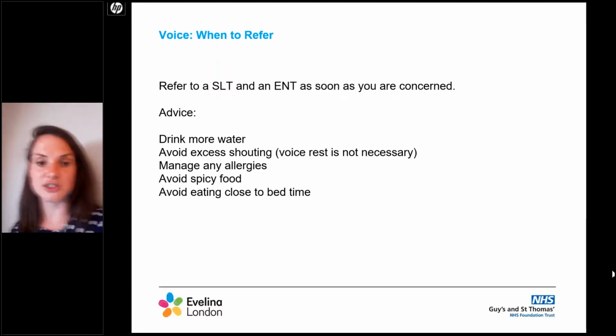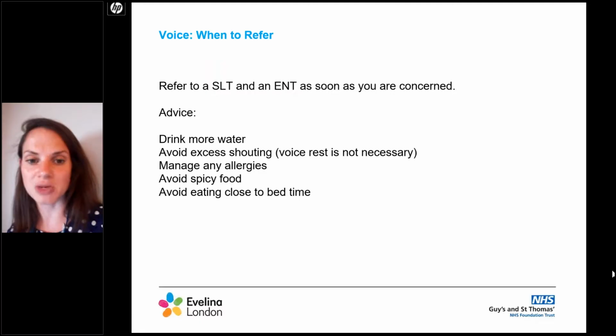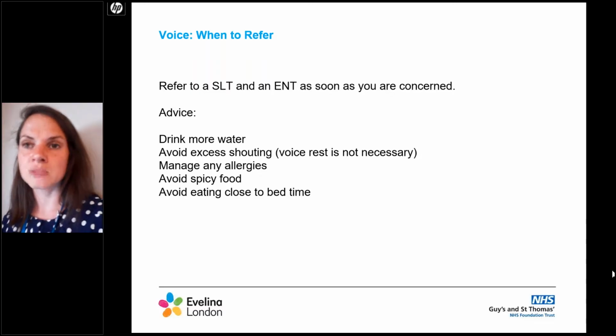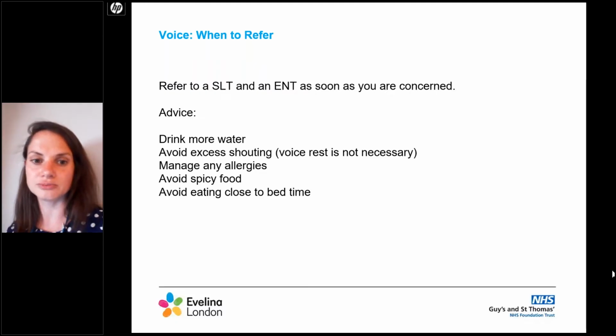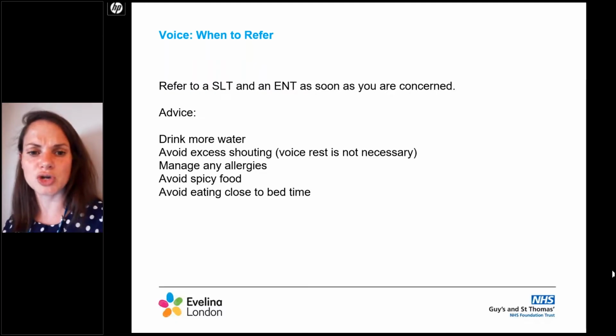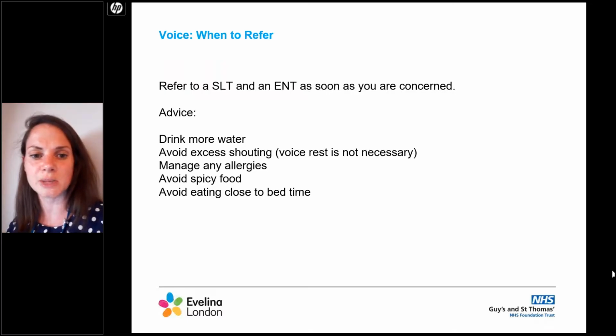Some general advice that you could give to families is to drink some more water, just to keep those vocal folds nice and hydrated. We would recommend voice rest in a way, but really what we mean when we say voice rest is that children should avoid shouting too much. They don't need to not talk at all. They just need to try not to shout or use a quieter voice. We don't recommend whispering because that can put strain on a voice as well. So just talking at a normal level. It's useful to try and make sure they don't have any reflux type things going on. So managing food allergies, avoiding spicy food, and avoiding eating close to bedtime can all help manage voice difficulties as well.